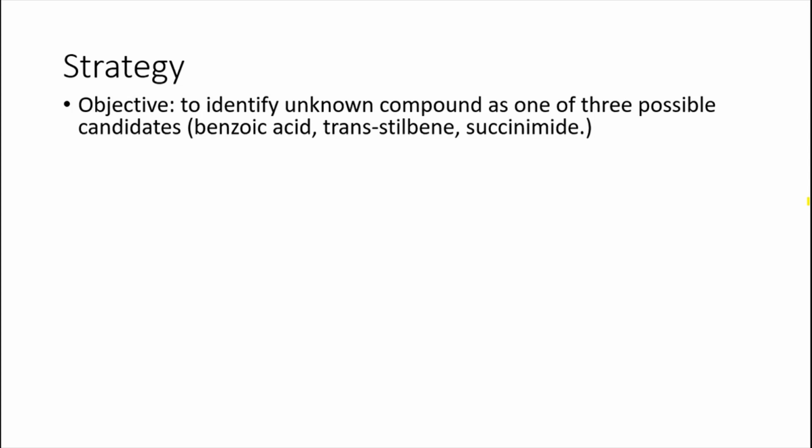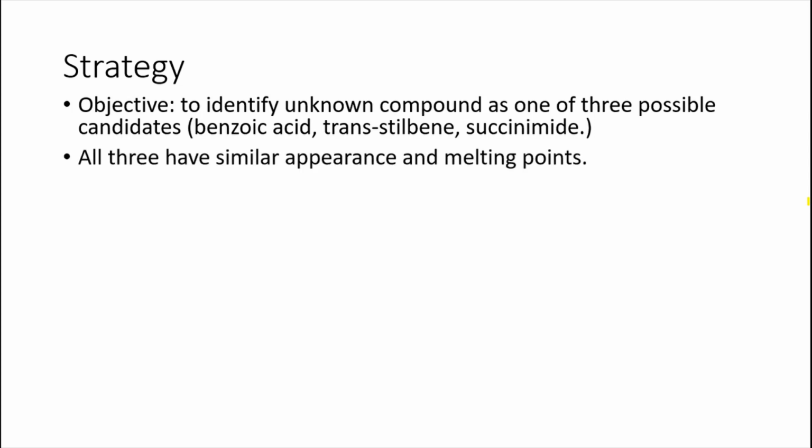Now here's the thing. All three of these compounds have similar appearance and they have very similar melting points. So in other words, we don't have the level of accuracy in measuring melting points to be able to tell that our unknown is one of these three just based on that. And in terms of appearance, they all are white crystalline solids. They all look about the same. So there's not a lot of identifiers, but here's what we're going to do.